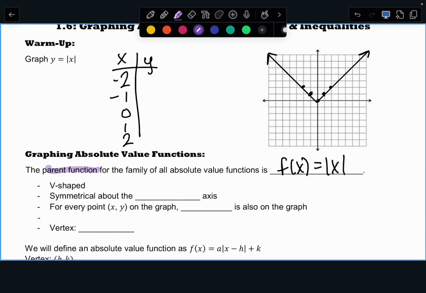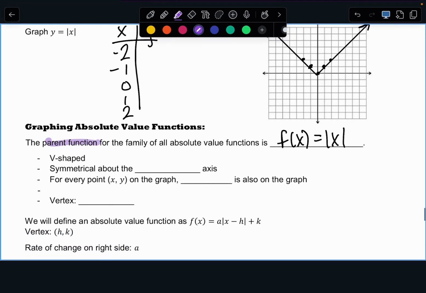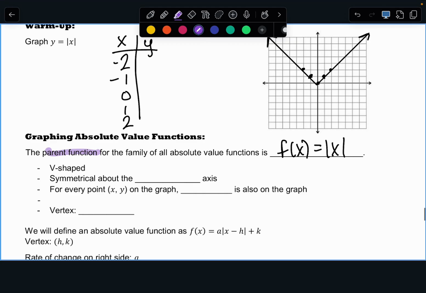We'll shift it left, right. We'll stretch it. We'll shrink it. We'll reflect it. And that's what we have to know how to be able to graph, is all the changes to it. Okay? So that is your parent function. A few things about your parent function. Like we said, it's V-shaped. So all absolute value functions are going to be V-shaped. So everything we graph today, if you look around the room, they're all V's or upside down V's.